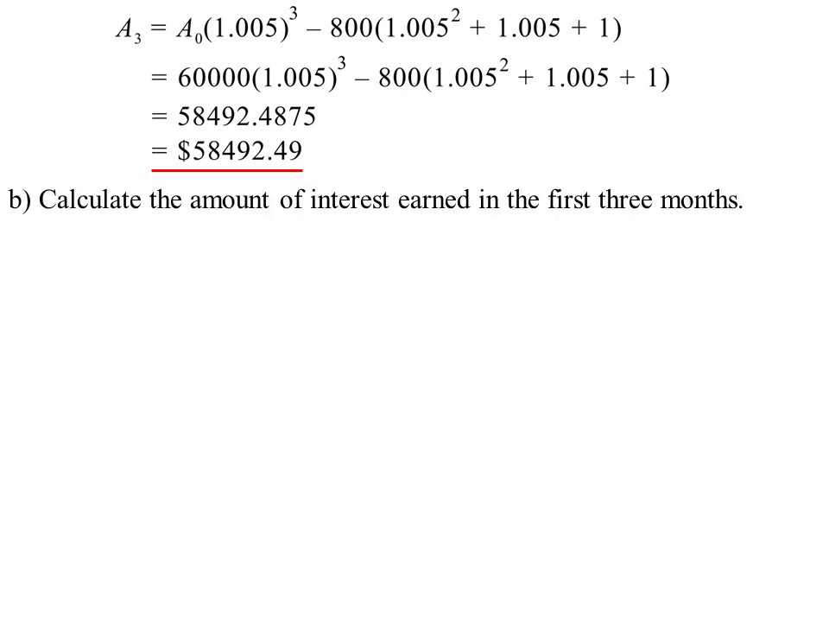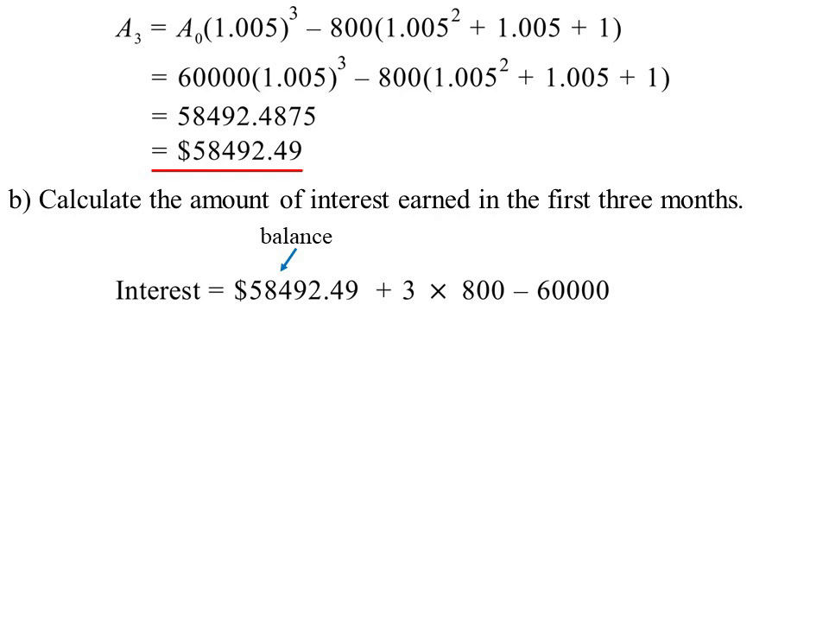Calculate the amount of interest earned in those first 3 months. The amount of interest will be, so we've basically got the balance plus the withdrawals minus the principal. Whatever's left must be the difference, is the interest that's been applied.